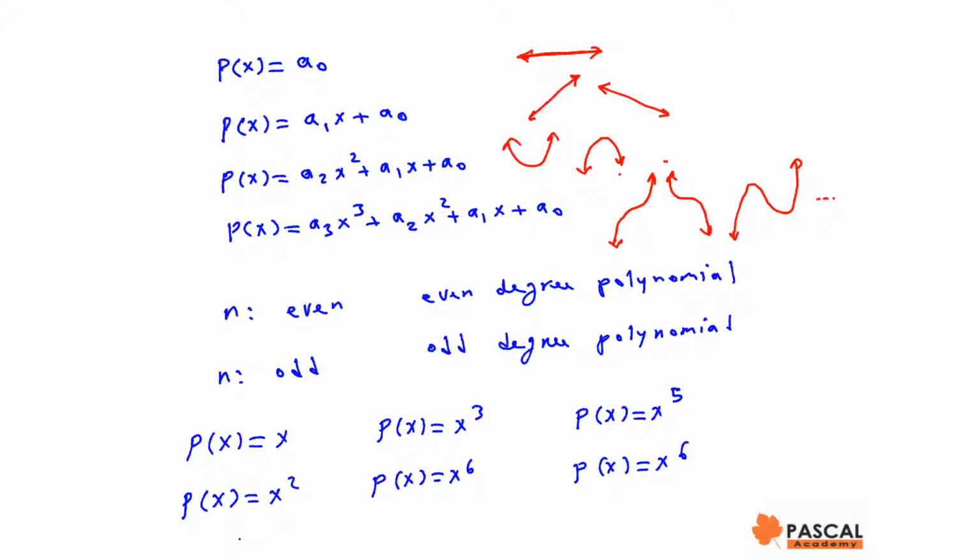Generally speaking, if n is even, we call it an even degree polynomial, and if n is odd, we call it an odd degree polynomial. Examples of odd degree monomials: P(x) = x, P(x) = x^3, P(x) = x^5, and even degree monomials: x^2, x^4, x^6, x^8, as long as the exponent is even.